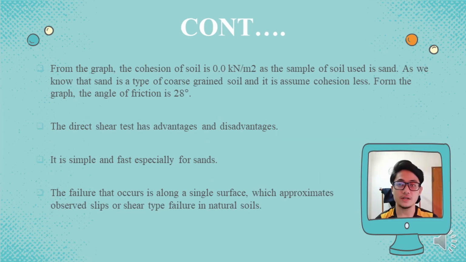From the graph, the cohesion of soil is 0.0 kN per meter square as the sample of soil used is sand. As we know, sand is a type of coarse-grained soil and is assumed cohesionless. From the graph, the angle of friction is 28 degrees. The direct shear test has advantages and disadvantages. It is simple and fast, especially for sands. The failure that occurs is along a single surface which approximates observed slip of shear type failure in natural soil.